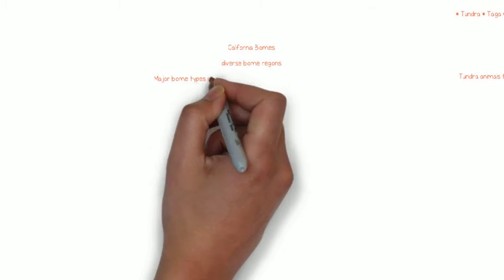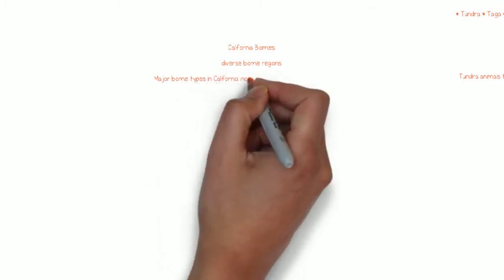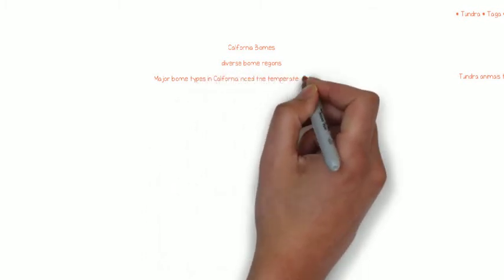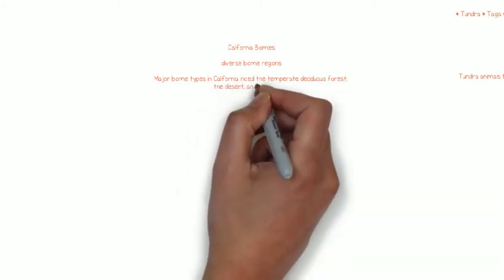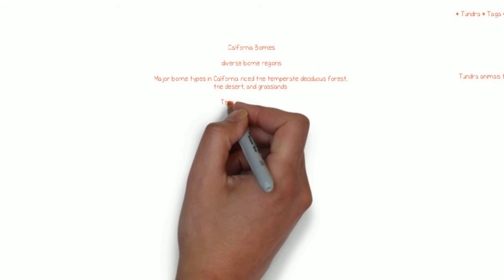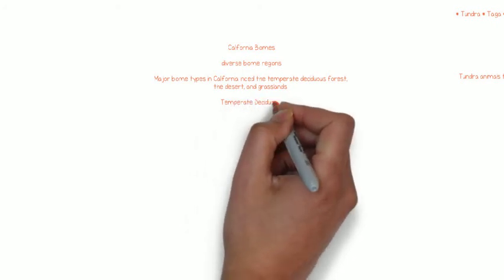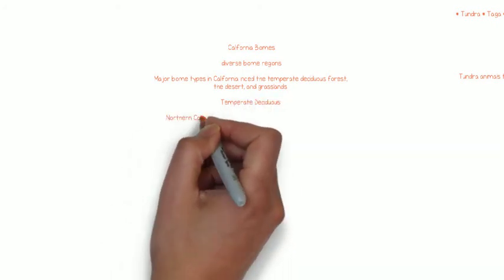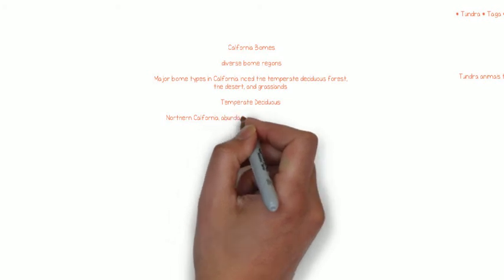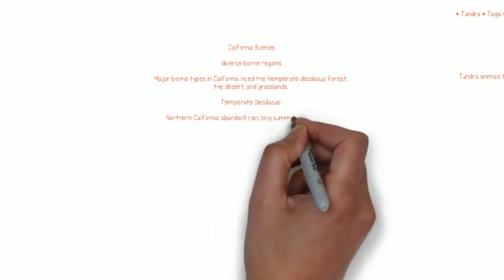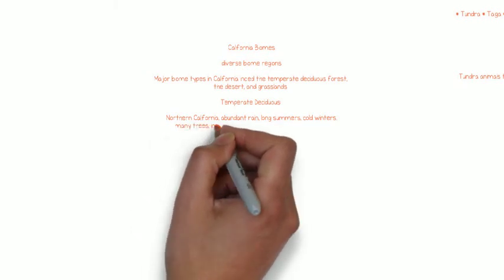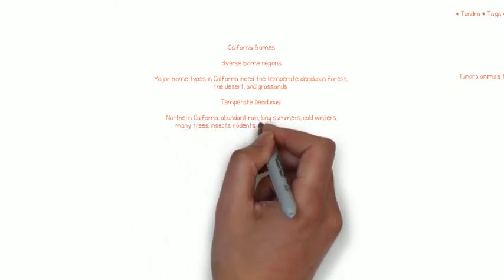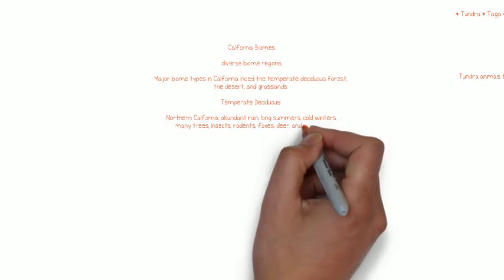The major biome types in California include the temperate deciduous forest, the desert, and grasslands. Temperate deciduous forest. Northern California has abundant rain, long summers, and cold winters. Plants in temperate deciduous forests, shown in Table 1, include many trees that lose their leaves in the winter. Some commonly found animals include insects, rodents, foxes, deer, and raccoons.